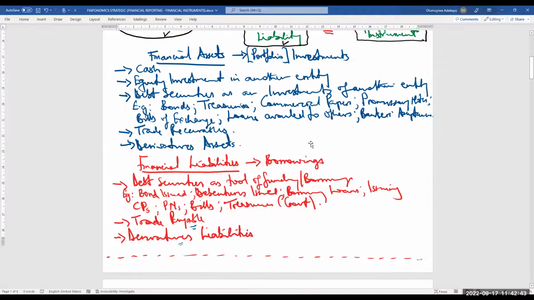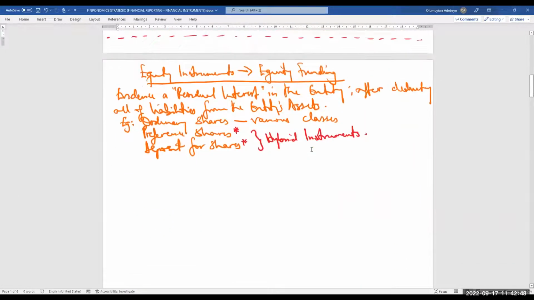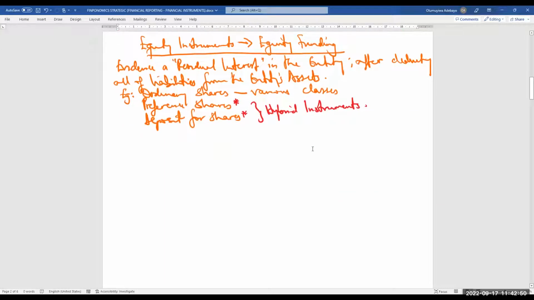Now, we also went further to say where it does not create a financial liability, automatically, it will create an equity instrument. And an equity instrument in this case more or less encompasses you having equity funding.